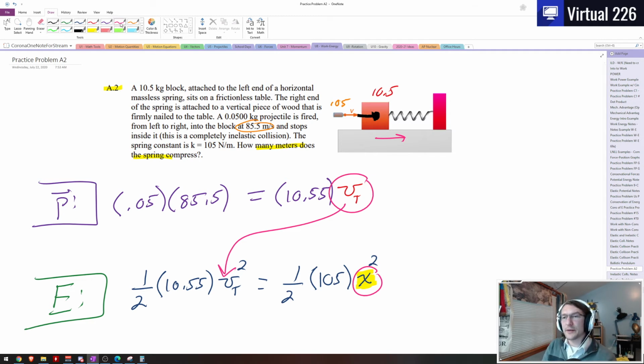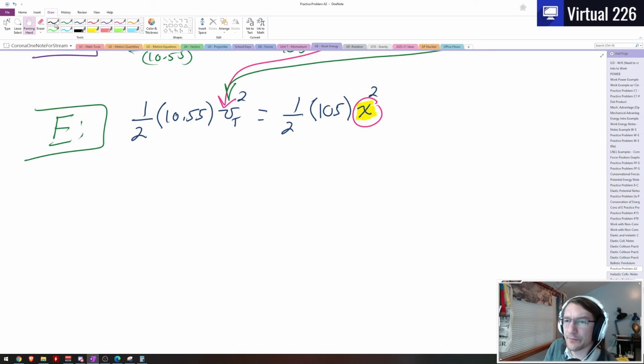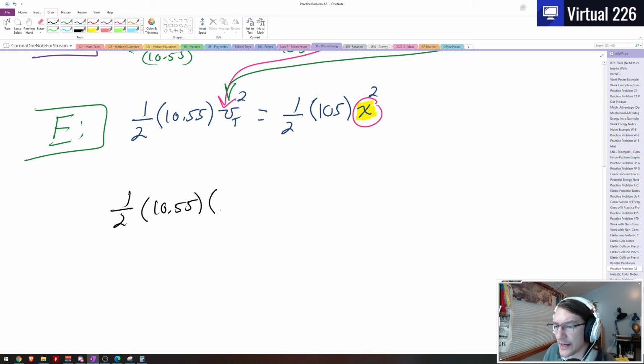If we solve for VT up here, we do this just by dividing by the 10.55 on each side. When we multiply and then divide, we find that VT is going to equal 0.405 meters per second. 0.4 if you're rounding, doesn't really matter. We're going to bring that down here. If we write this out, we'd have 1/2 times 10.55 times 0.405 squared equals 1/2 times 105 x squared.